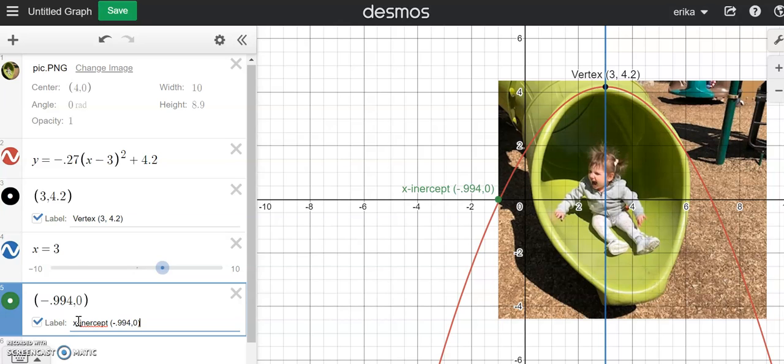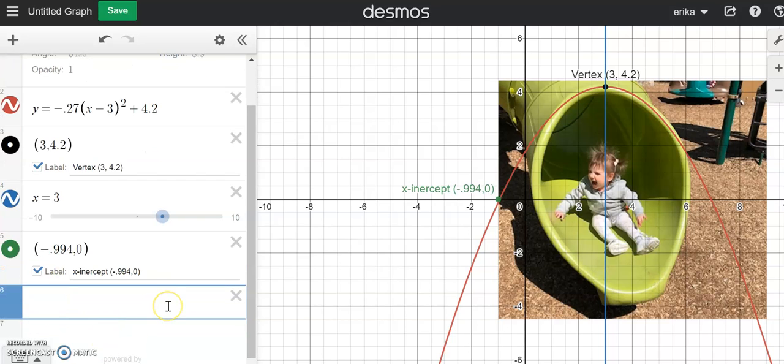I can do that for the other one. I can do that for the y-intercept. So that is your drawing. Desmos does all that for you. The rest of the PowerPoint tells you exactly what you need to do on each slide. And this says it too.